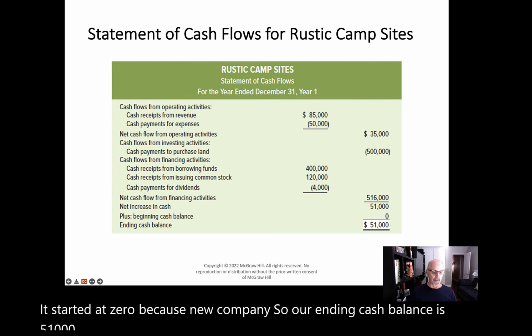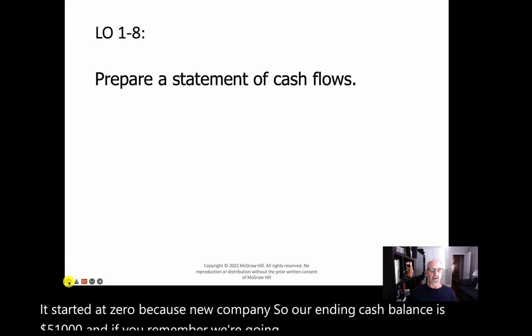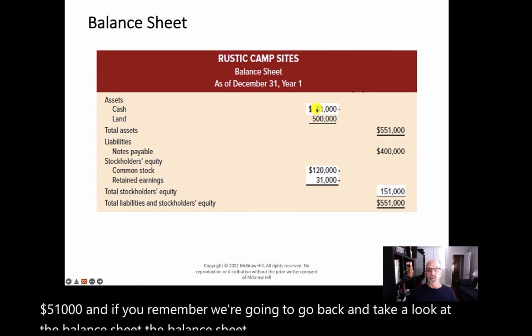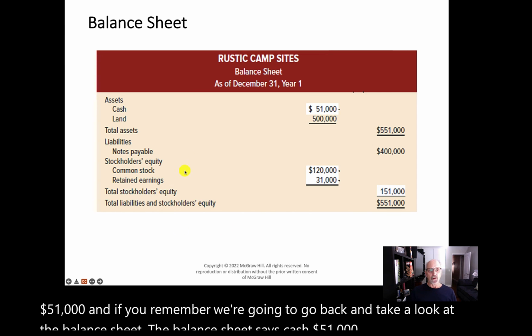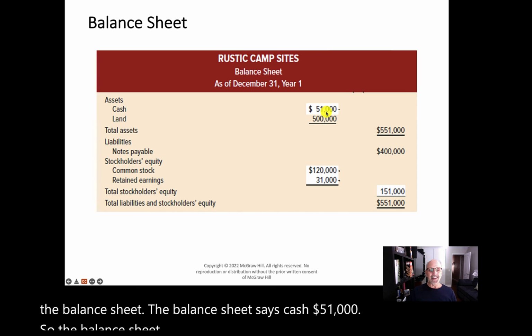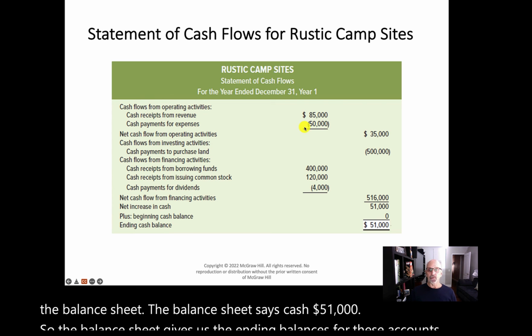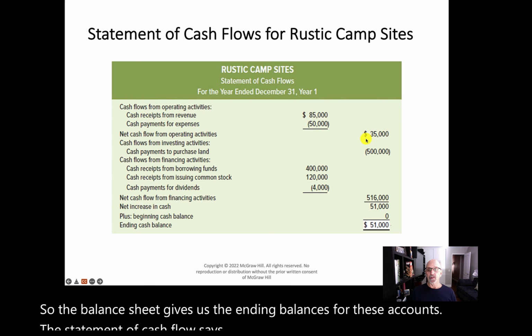And if you remember, we're going to go back and take a look at the balance sheet. The balance sheet says cash, $51,000. So the balance sheet gives us the ending balances for these accounts. The statement of cash flow says, how'd you get there?